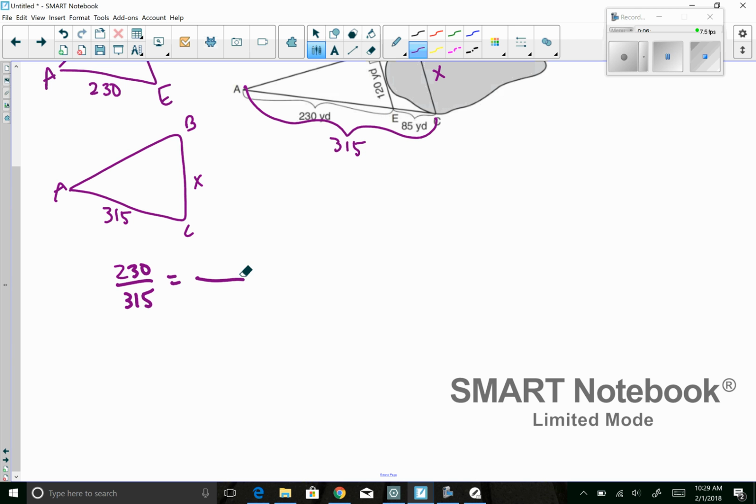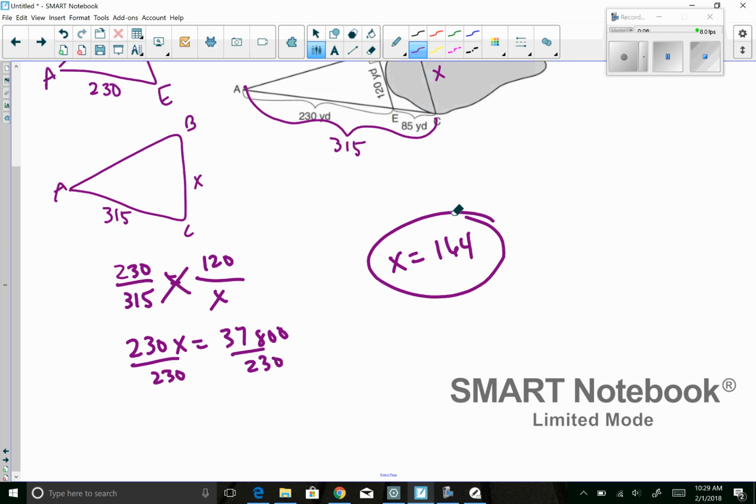The same way that the side of 120 becomes x. Cross multiply, I got 230x is equal to whatever 315 times 120 is. It's a big number, I think, right? 37,800. Divide by 230. And we see that x, or the distance across the pond, comes out to be 164 yards.